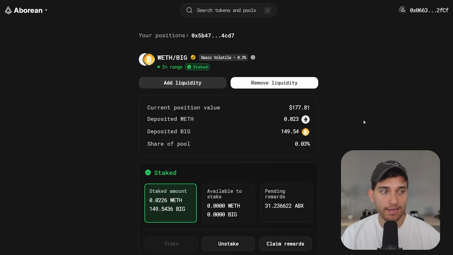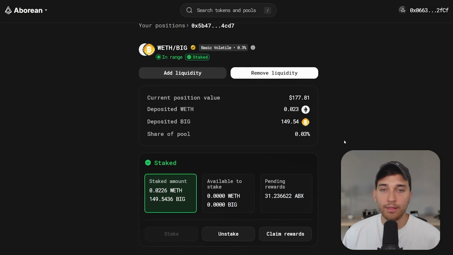The third caveat that I want to mention is the returns are actually paid out in the Aborean Finance token called ABX. So jumping back into the app here, let's take a look at the liquidity that I've provided to this Bitcoin ETH pool here. As we saw before, I deposited the equivalent ETH to around 150 Bitcoin into this pool and staked that position. I only opened this position, I believe, yesterday, and you can see I have 31 point something ABX tokens that are claimable as a reward for me.